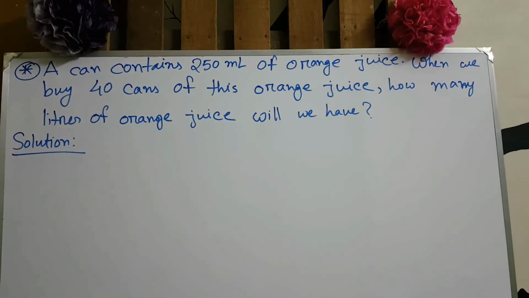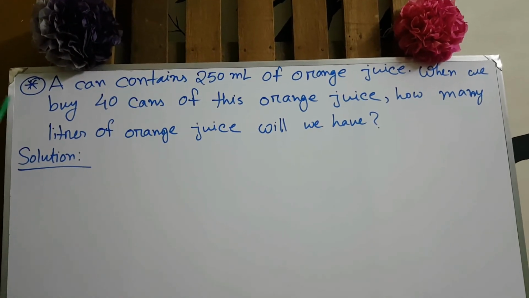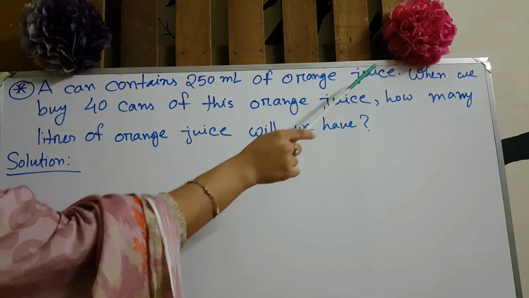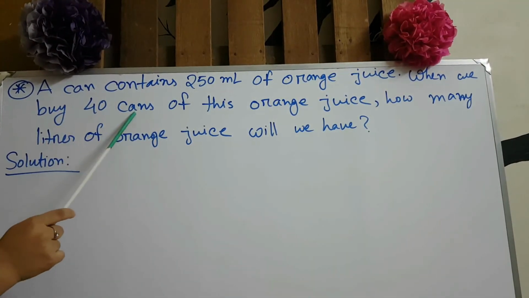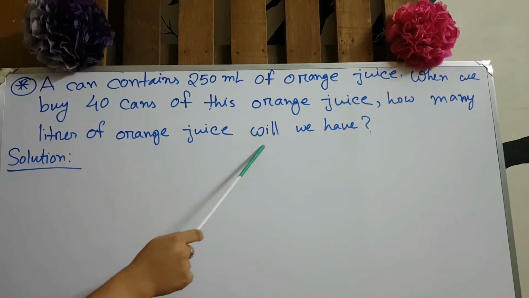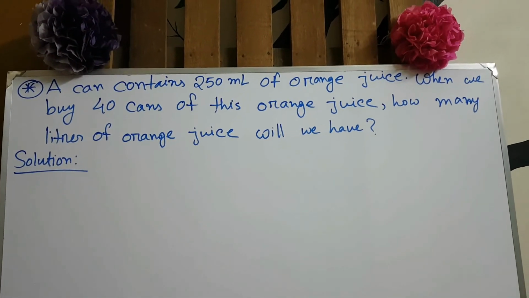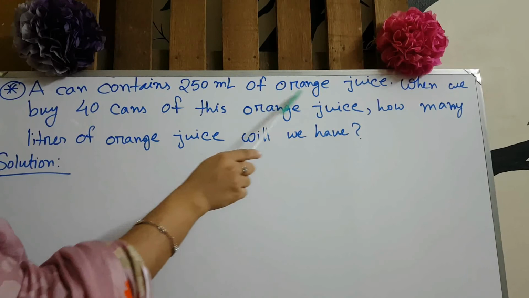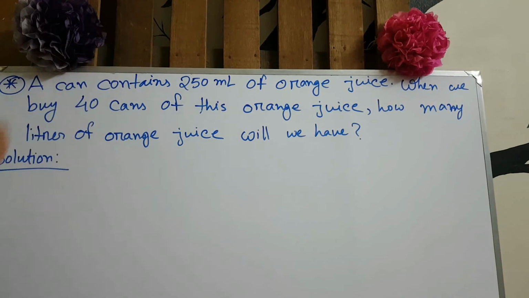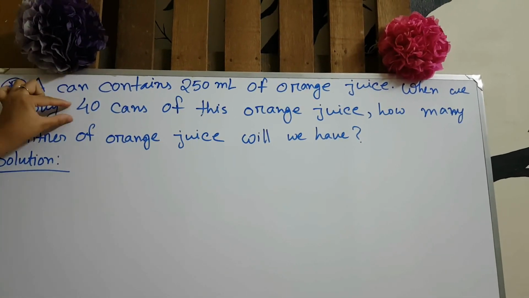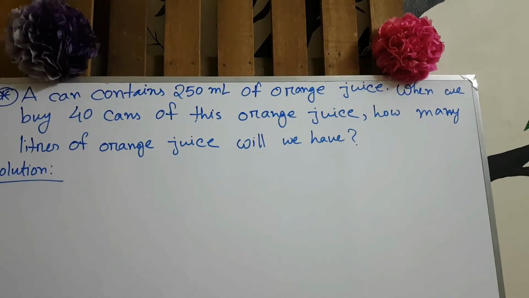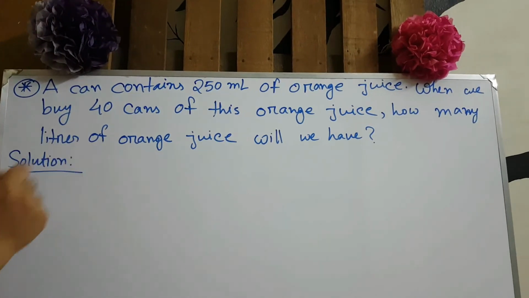Students, here is our fourth question, which is a word problem. A can contains 250 milliliter of orange juice. When we buy 40 cans of this orange juice, how many liters of orange juice will we have? Look very carefully here. 1 can contains 250 milliliter of orange juice and we buy 40 cans of this orange juice. 40 is bigger than 1, so here we have to multiply.